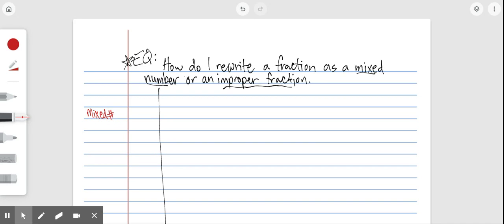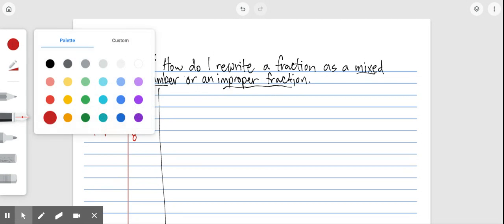As a refresh, over here on the left-hand side, a mixed number is a number like 3 1/2, and an improper fraction is a number like 17/8.